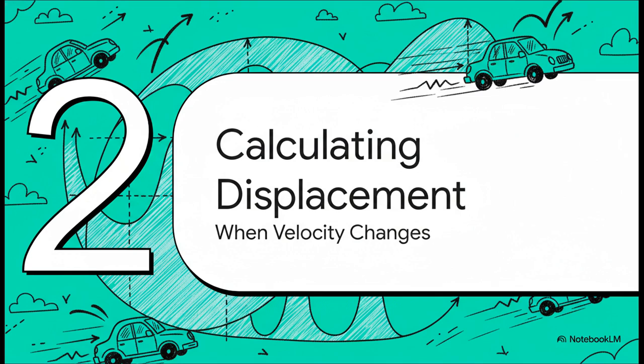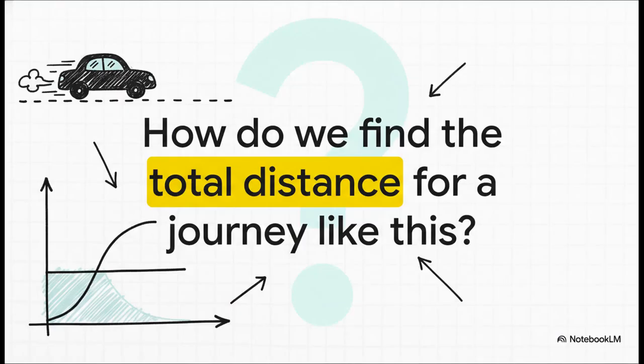Okay, section 2, calculating displacement when velocity changes. So that was nice and easy with a flat line. But let's be real, cars speed up and slow down. So what happens to our little area trick when the line on the graph starts to, well, move? So now look at a journey like this one. The car cruises at a steady speed for a couple of seconds and then, vroom, it starts accelerating. Our nice simple rectangle is gone. Now we have this weirder shape. So the big question is, does our area equals displacement rule still work? And if it does, how on earth do you find the area of that?